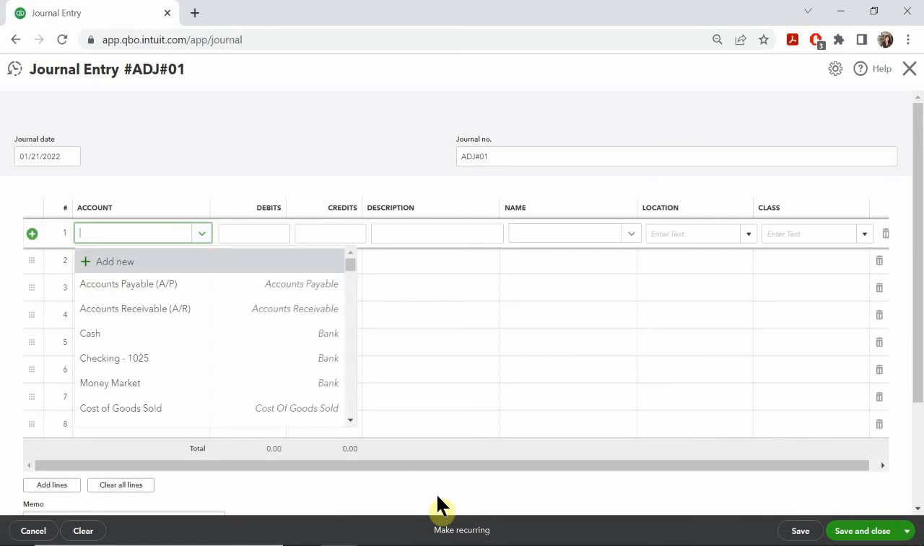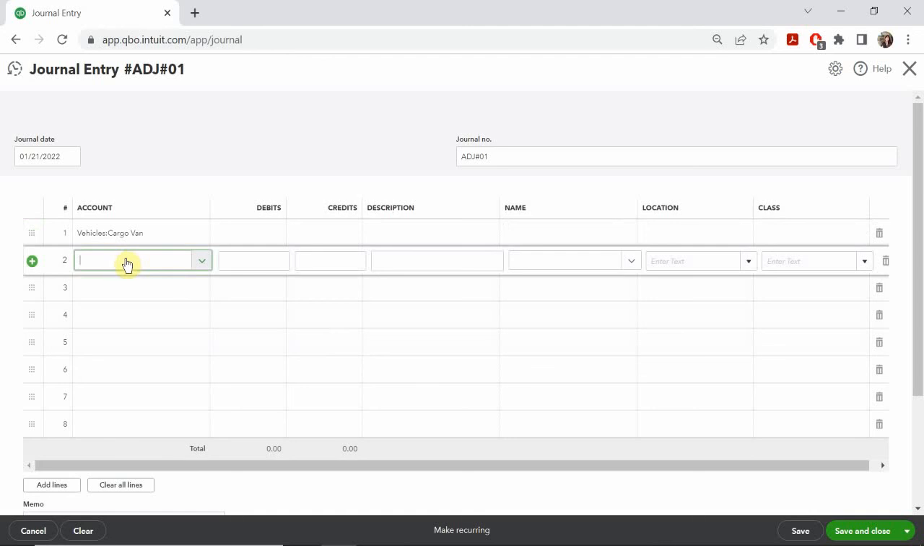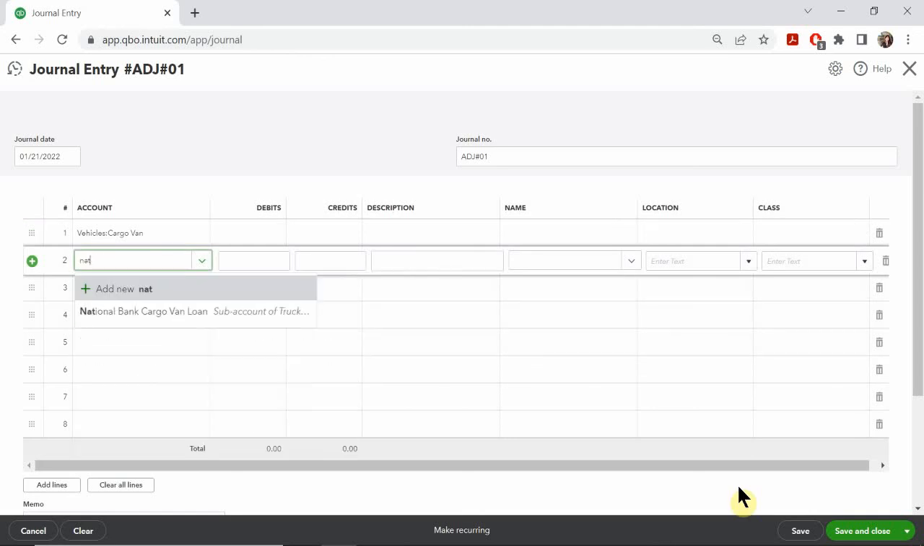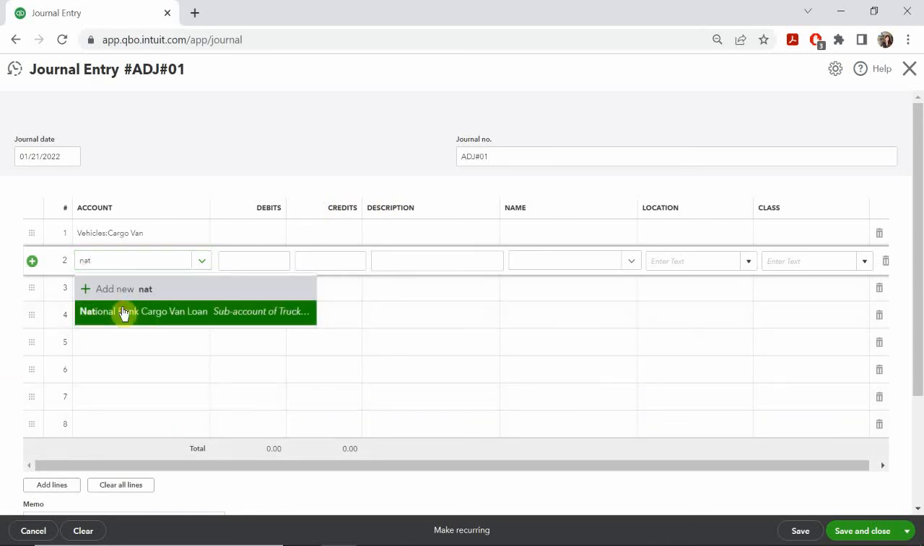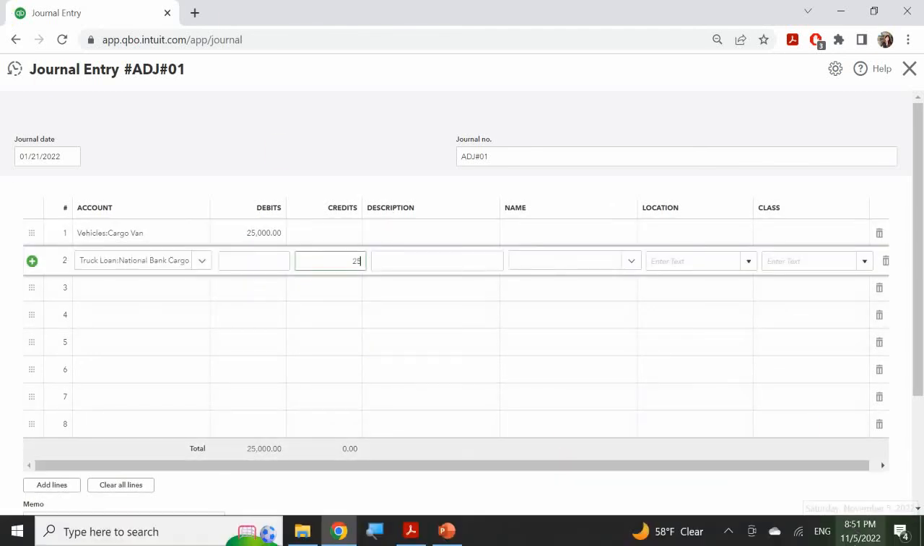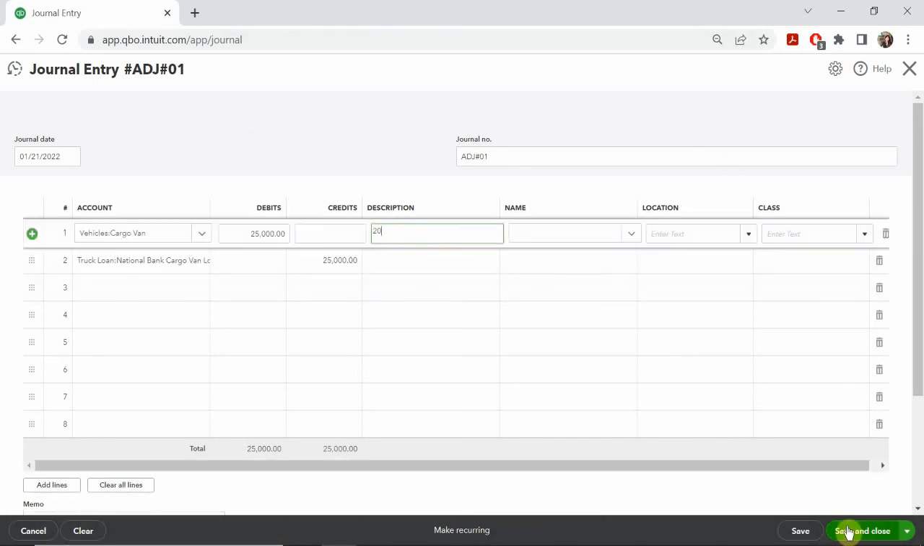We're going to say that we acquired the cargo van, but in return, we end up taking a loan. So National Bank, there you go, National Bank cargo van loan right here. Now we're going to debit for $25,000. And that means my equal and opposite credit is I borrowed $25,000. The description again is going to be for the 2020 Ford Transit.